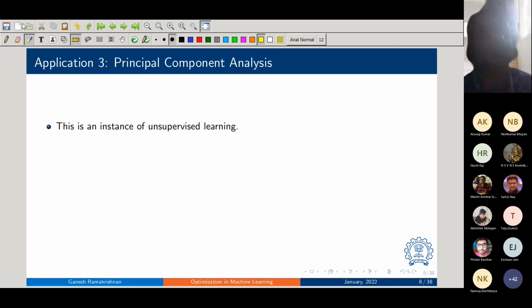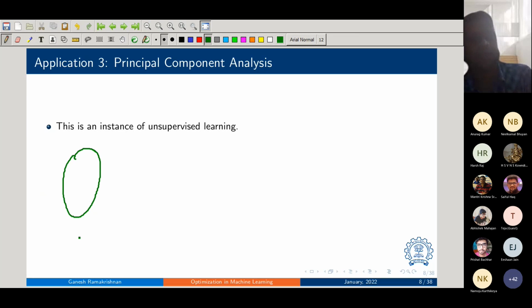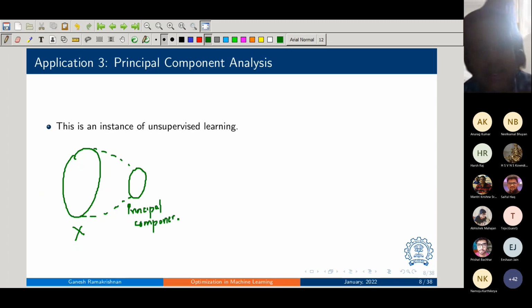Okay, let me give the picture here. So the idea here is that you already have the data in some space, some space X. I'm now trying to compact my X using the principal components that we'll see soon, such that you can recover the original X as effectively as possible. Okay, so let's call this a recovered X.